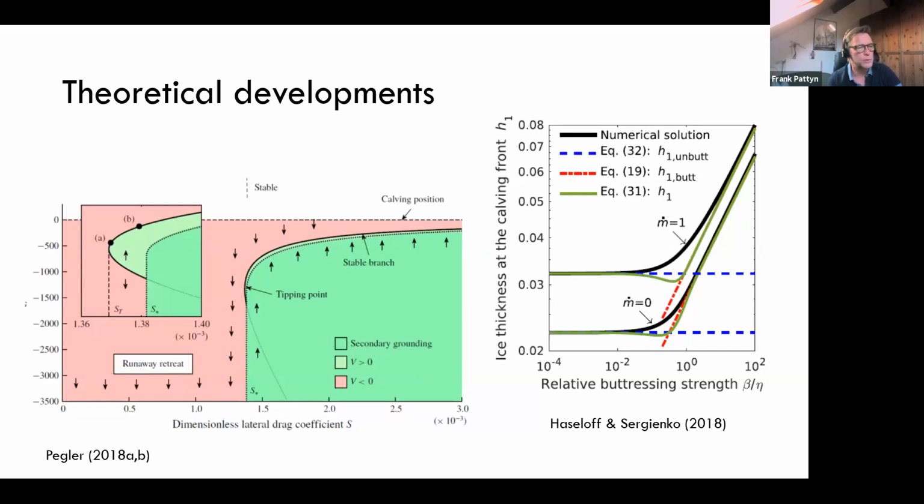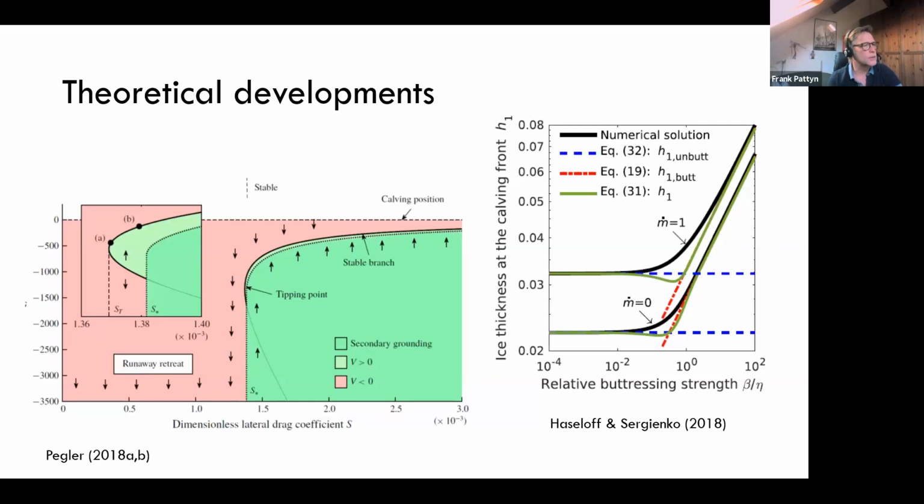I have two examples, because I'm not exhaustive on this, by Sam Pegler and also by Marianne Haseloff, in which people are looking more closely at the effect of buttressing on ice sheets. Basically, these developments are gradually also taken into account in our understanding, and we can maybe use some of these expressions or derived expressions to improve our understanding of numerical ice sheet models.